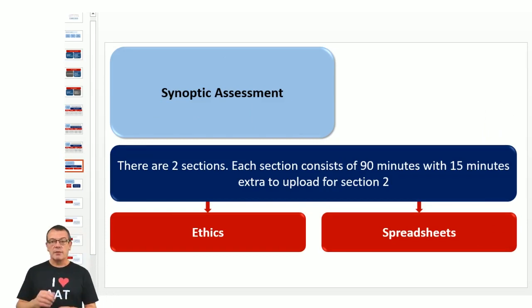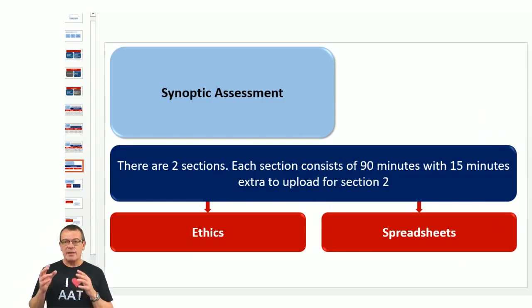Now, Synoptic, 2 sections, okay? Each section contains 90 minutes. However, the second section, which is the spreadsheet section, has 15 minutes extra time to upload. So you have to do this within the exam, and therefore the AAT have allowed you a little bit of extra time. Okay? So the first section is primarily based around an ethical theme, and the second section will be based around a spreadsheet theme.